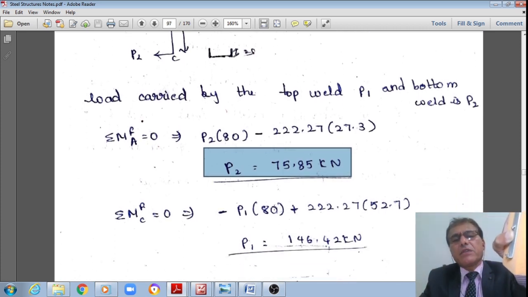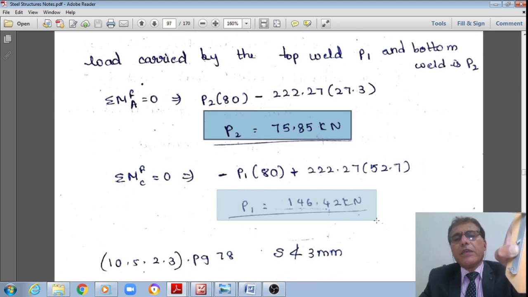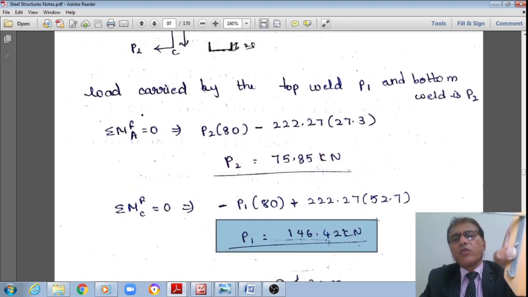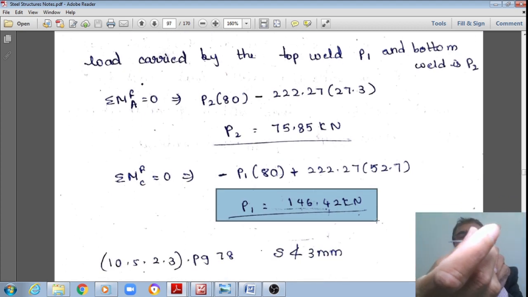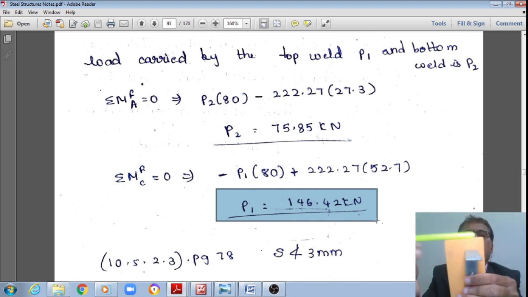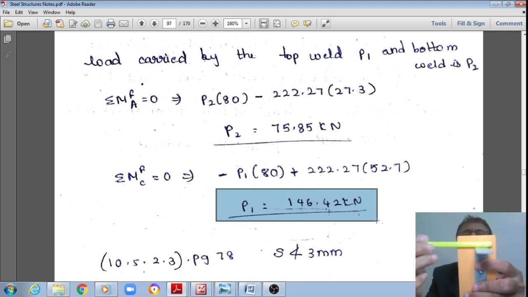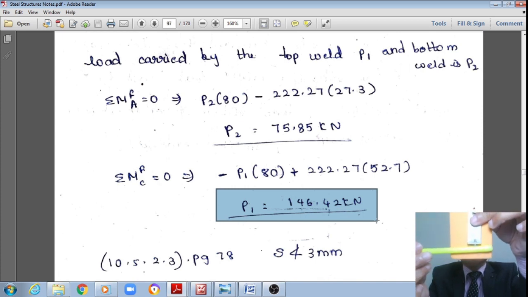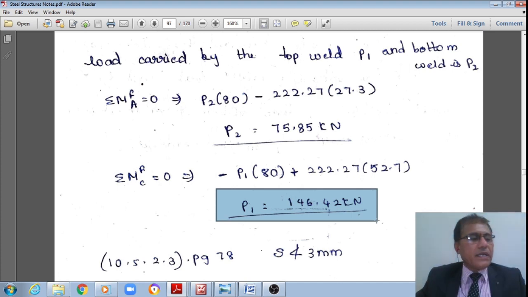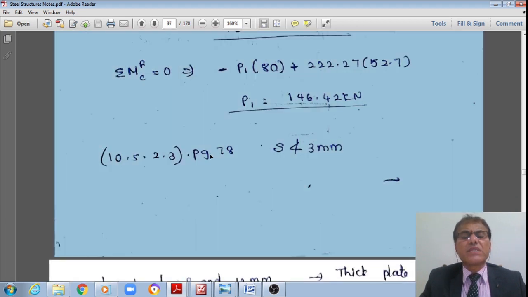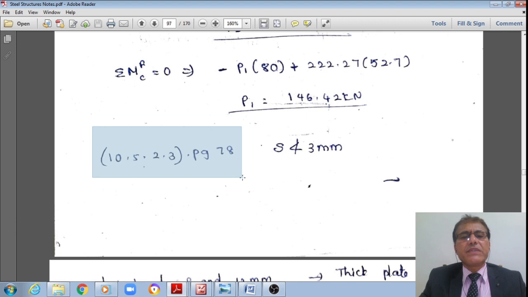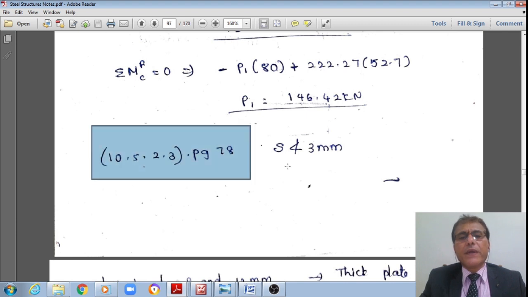By taking the sum of horizontal forces equal to 0, I get P1 is equal to 222.27 minus 75.85, which works out to 146.42 kilonewton, the shear to be carried by the weld at the top, whereas at the bottom it needs to carry 75.85 kilonewton. Once I get these forces, I can easily calculate the overlaps. Therefore, if I go to this, just now we have seen from page number 78, clause 10.5.3.